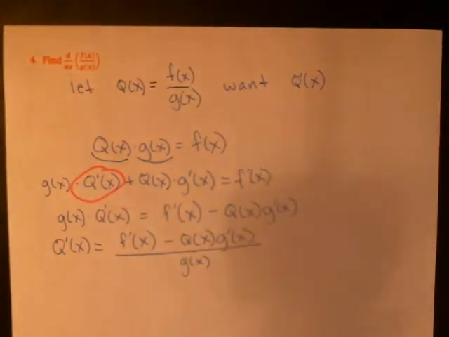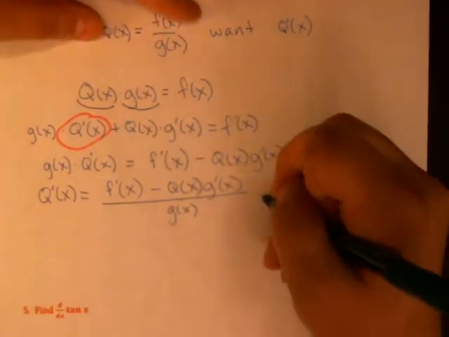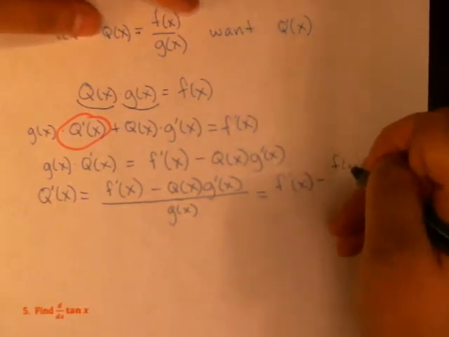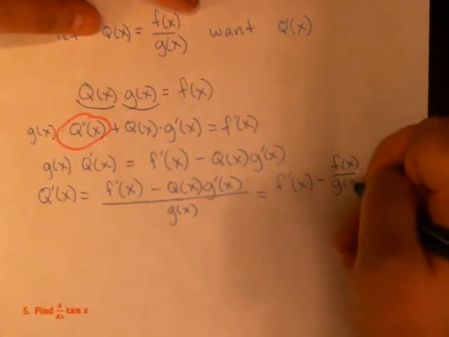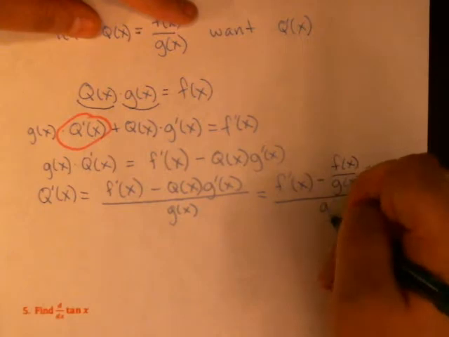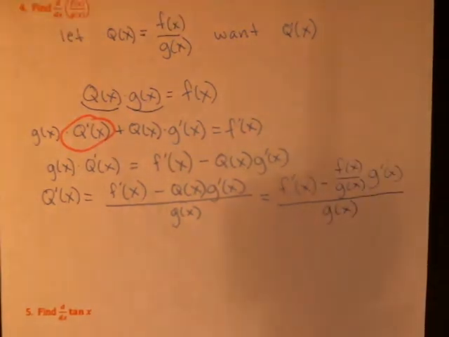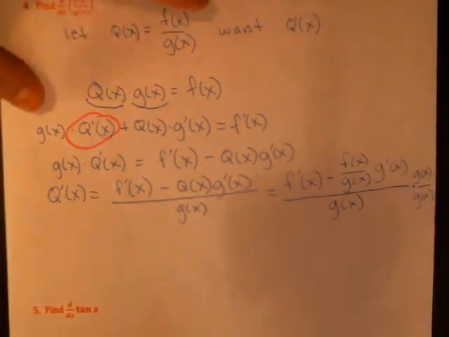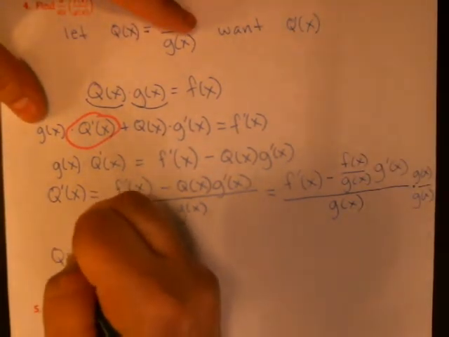And this is pretty good, except the q was just a made-up thing that we used at the beginning. So I'd like to get rid of it, and it's fairly easy to do because we know that q is just equal to f over g. So here's what we end up with. I'm still not quite happy with it because I don't like the fractions in fractions, so I'm going to multiply top and bottom by g of x.